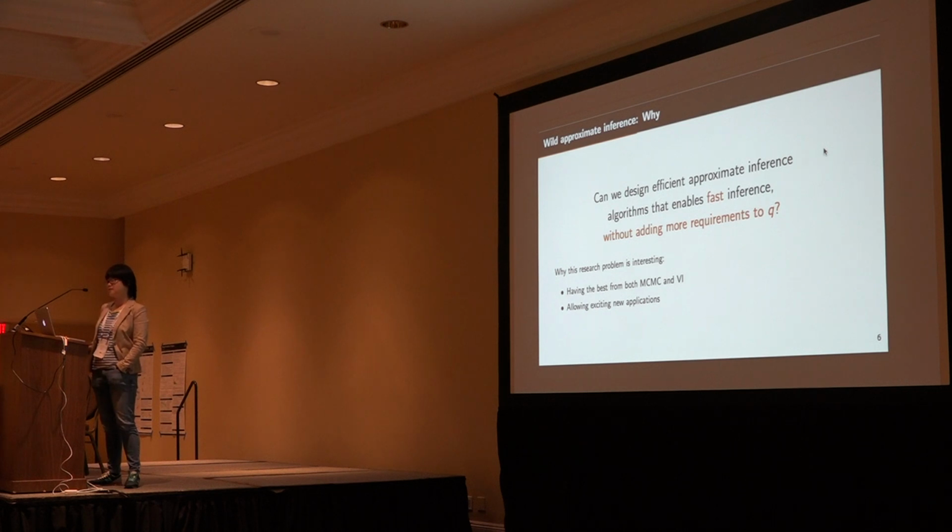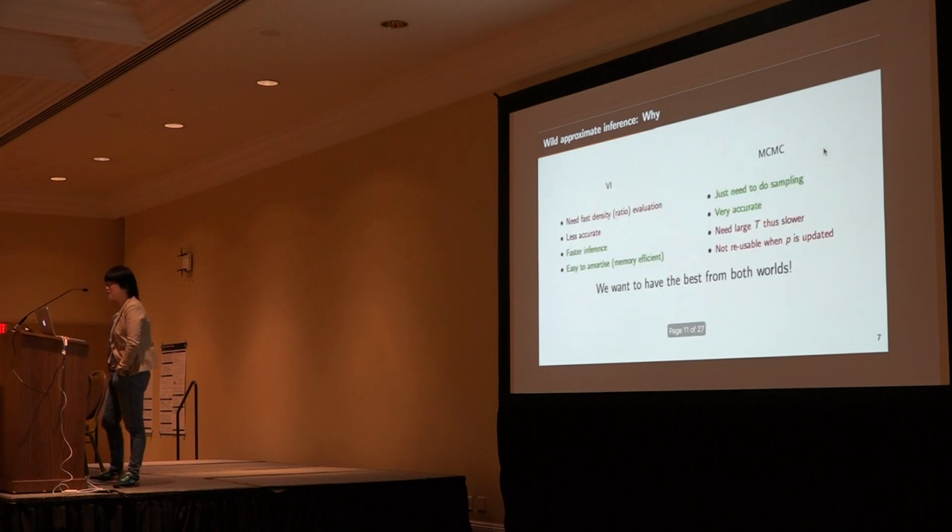So why is this research problem interesting to me? There are 2 points. First, it can have a good balance between MCMC and Bayesian inference. And I will also show you that this research allows exciting new applications. Let me give you a quick comparison between the traditional Bayesian inference methods and MCMC. Here I highlight the advantages and disadvantages of both in different color codings, and you can see that the disadvantage of one side is pretty much the advantage of the other side. So let's go through it.